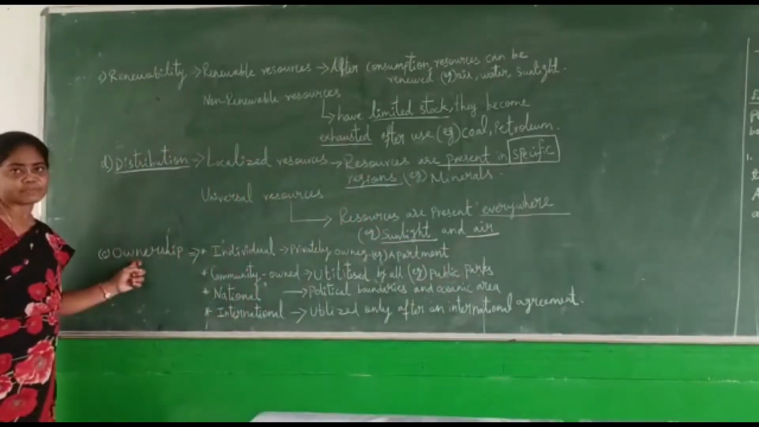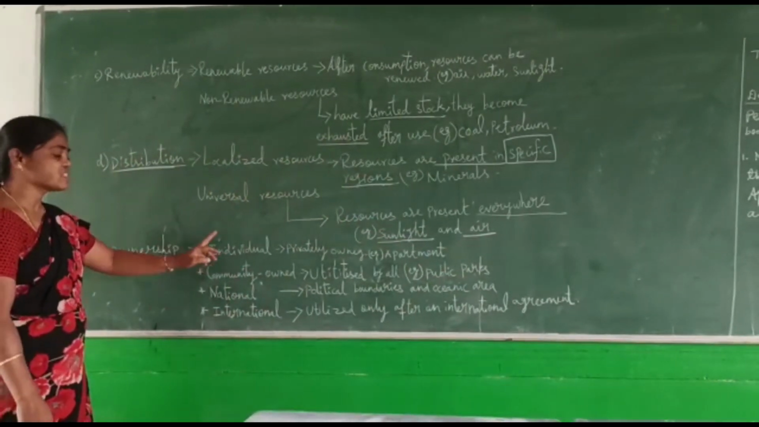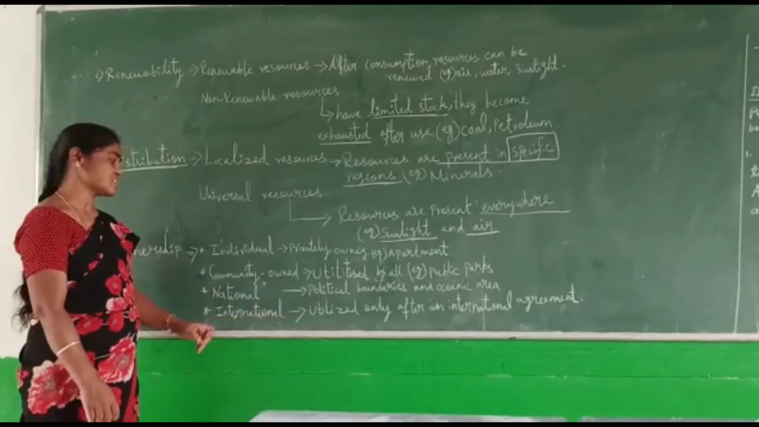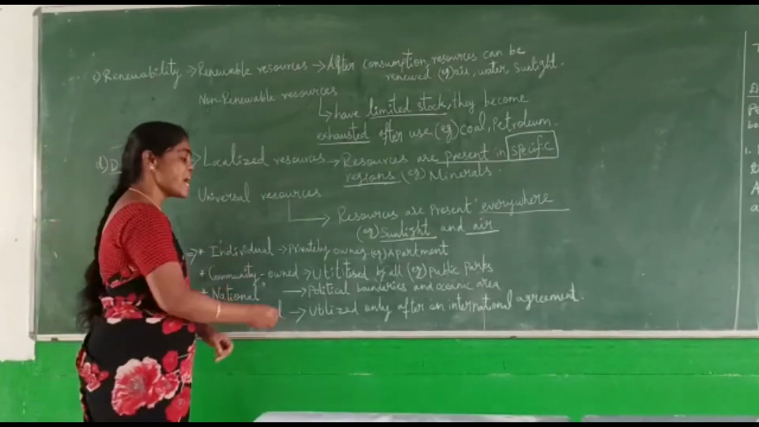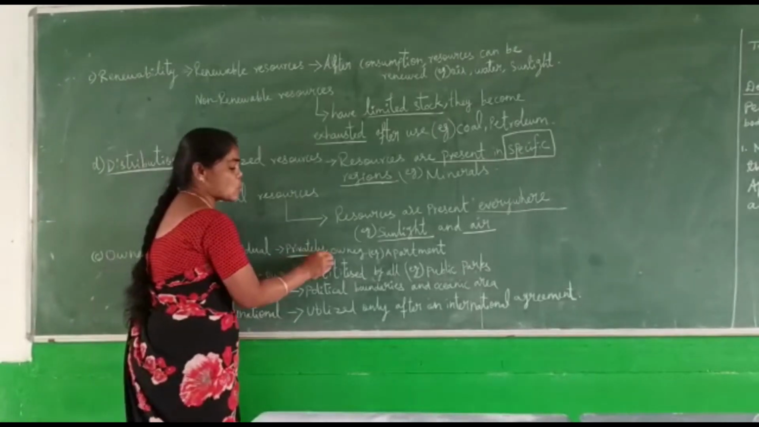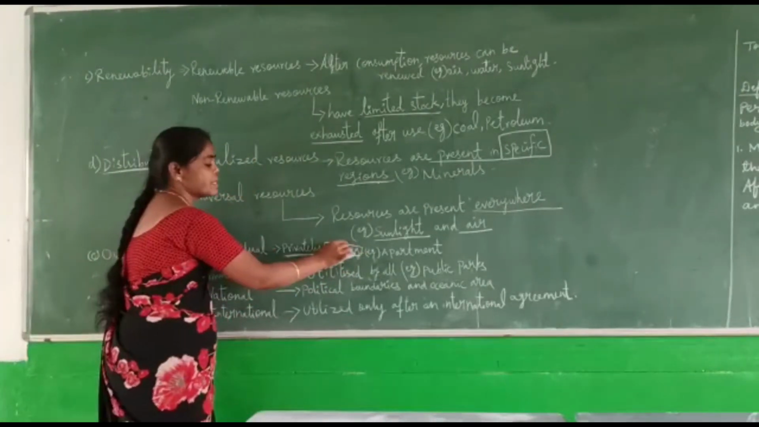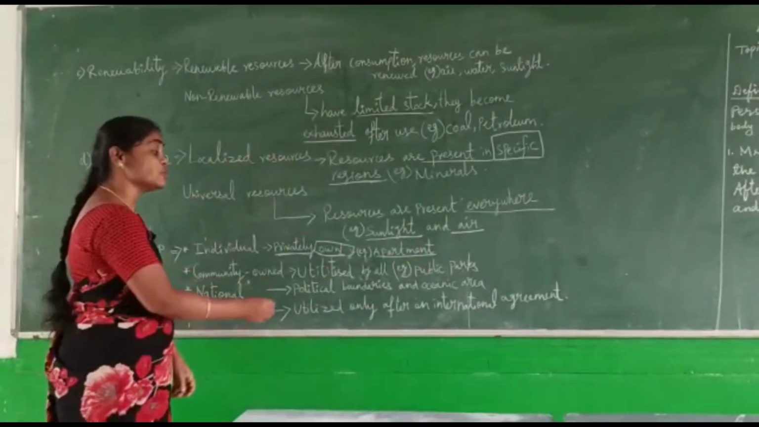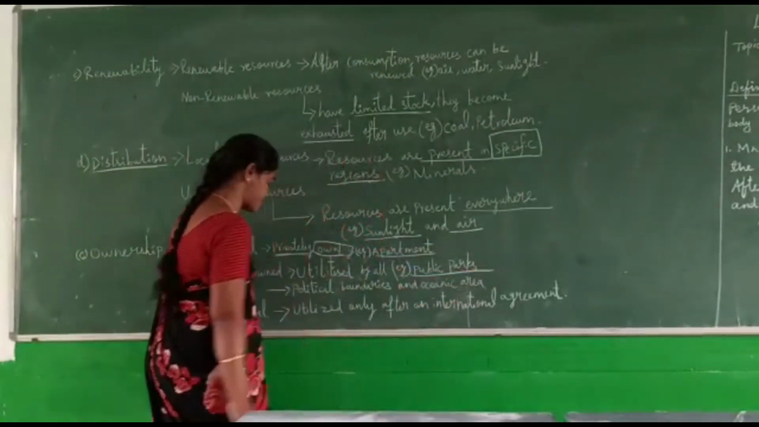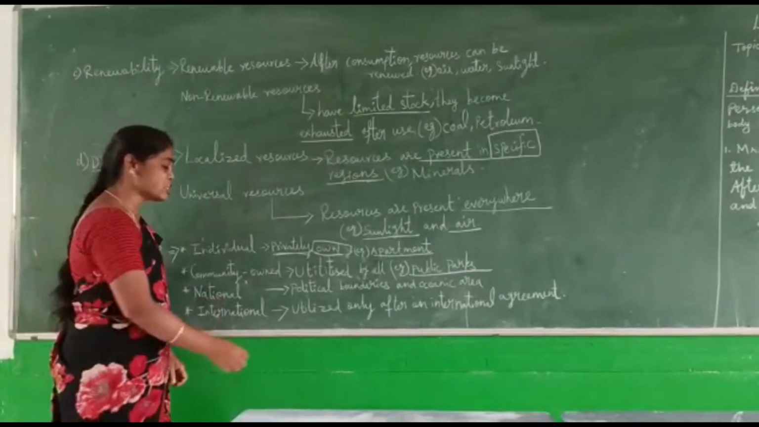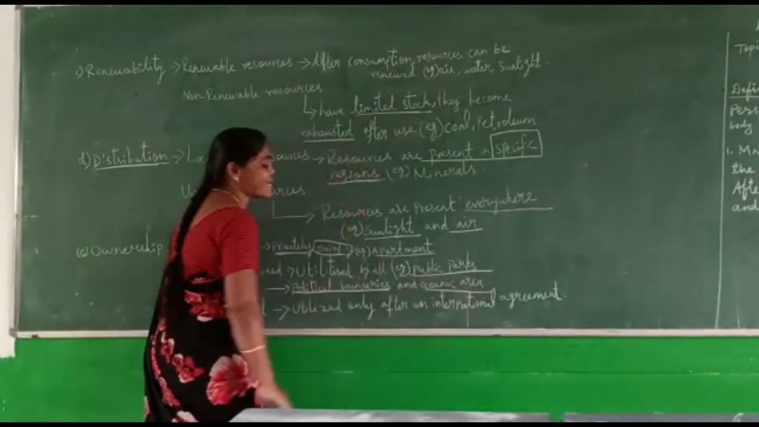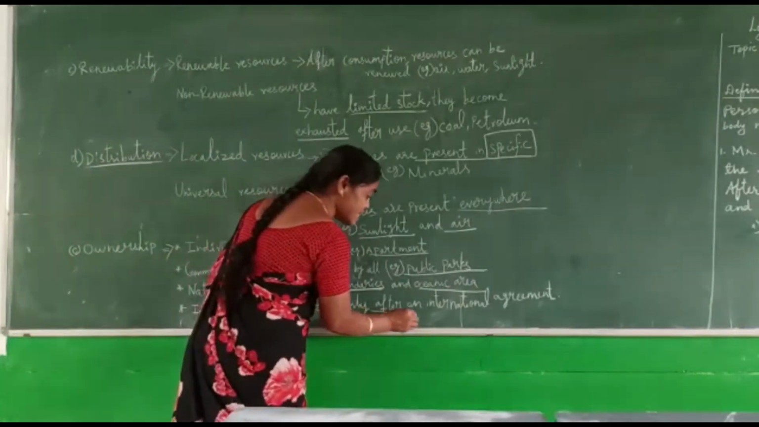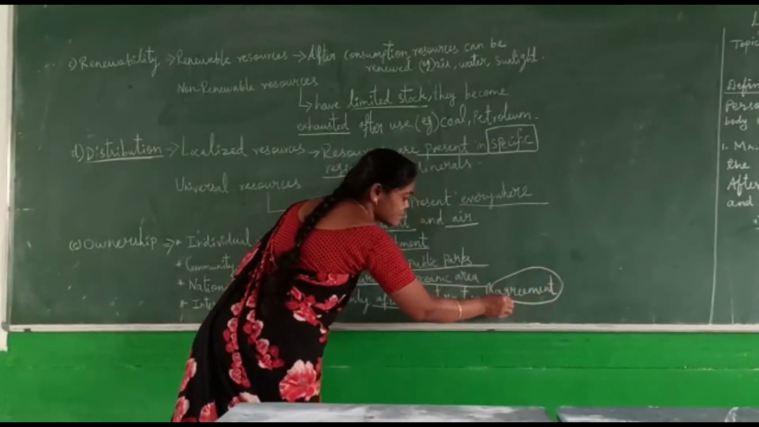Now come to ownership. It can be classified on the basis of individual, community owned, national resources, international resources. Now we will see individual resources. Actually it is privately owned, example apartment. Next, community owned, utilized by all, example public parks. Come to national, it includes political boundaries and oceanic area. Last we will see international, utilized after international agreement takes place.